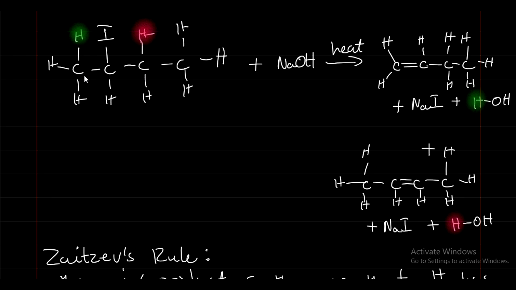If I check this carbon and this one, so I have 1, 2, 3, 4. If I check carbon number 1 versus carbon number 3, which one is the most substituted? I can see that carbon number 3 is the most substituted because it is directly linked to carbon number 2 and carbon number 4, while carbon number 1 is only directly linked to carbon number 2. So carbon number 3 is the most substituted.